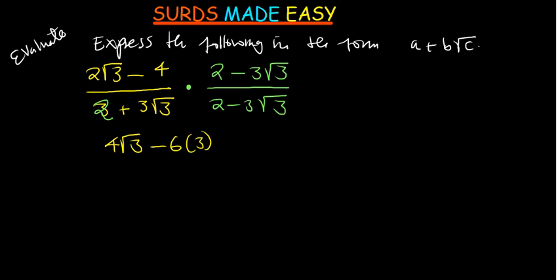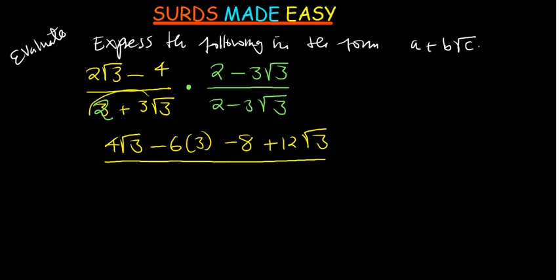And then go to negative 4. Negative 4 times 2, that's a negative 8. Then negative 4 times negative 3 root 3. What are we going to get? Good. 12 root 3. And then in the denominator we write over.